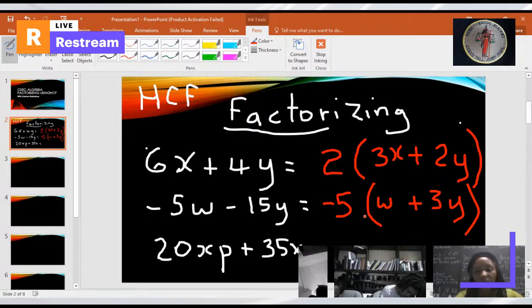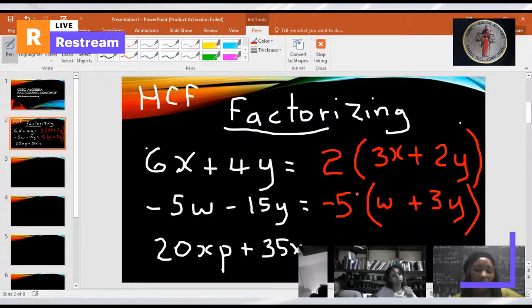Likewise, we should be able to expand these terms here. So negative 5 times w gives us back the negative 5w. And negative 5 times positive 3y will give us back a negative 15y. Because remember, negative times negative is positive. Negative times positive is negative.